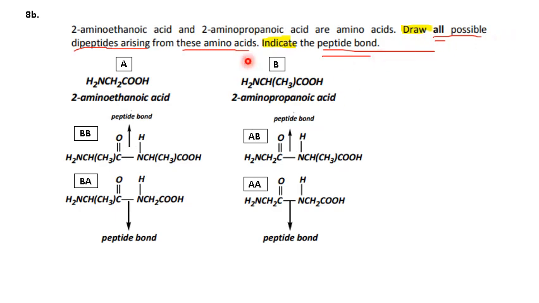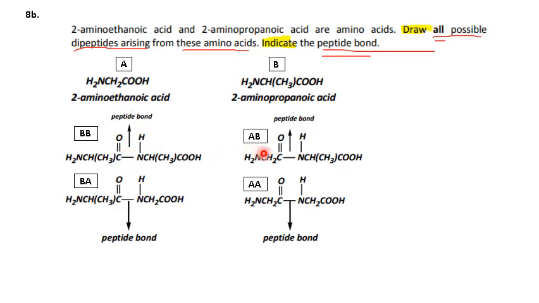And then draw all possible dipeptides arising from these 2 amino acids and indicate the peptide bond. So there are 4 possibilities. I label this one A, this one B, so it is easier to understand. This is the peptide bond that arises from the reaction between 2-aminopropanoic acid with 2-aminopropanoic acid. So the peptide bond is over here, C double bond O and NH. So here is the peptide bond.